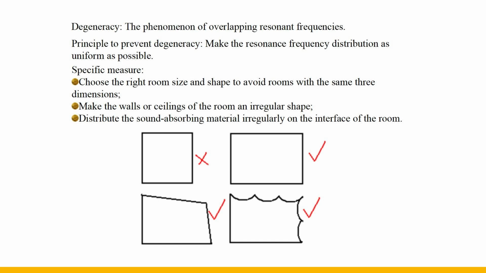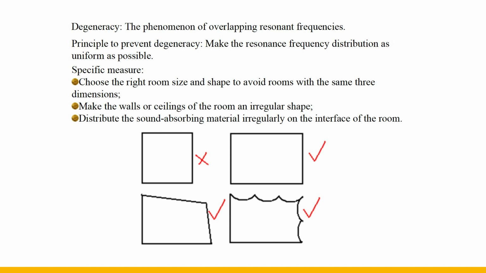The phenomenon of overlapping resonant frequencies is called degeneracy of resonant frequencies. Degeneracy will greatly enhance the sound at the resonant frequency, resulting in sound distortion, frequency distortion, and sound coloration. The principle to prevent degeneracy is to make the resonant frequency distribution as uniform as possible.